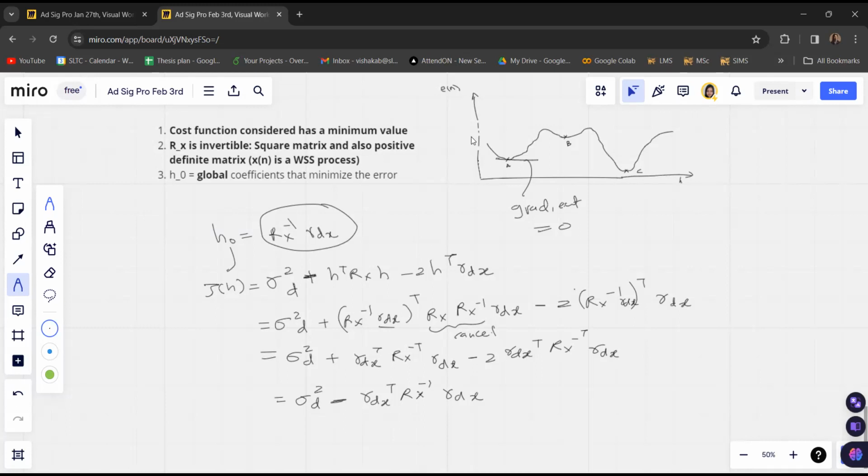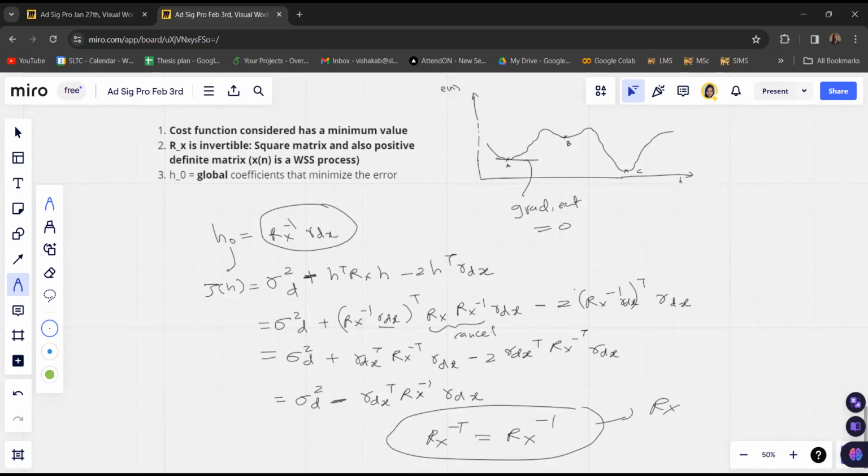And for the final term, I again substitute the h with this term. And there also I have this transpose term. So I add the transpose and I invert the two expressions. And then once I add these two, I can see that they are most similar because every term is similar in both these two terms. So I can add them. And what I'm left with is this Rdx transpose, and then Rx transpose is also remaining, but I put it as Rx inverse because Rx inverse transpose is also equal to Rx inverse because this is a symmetric matrix.